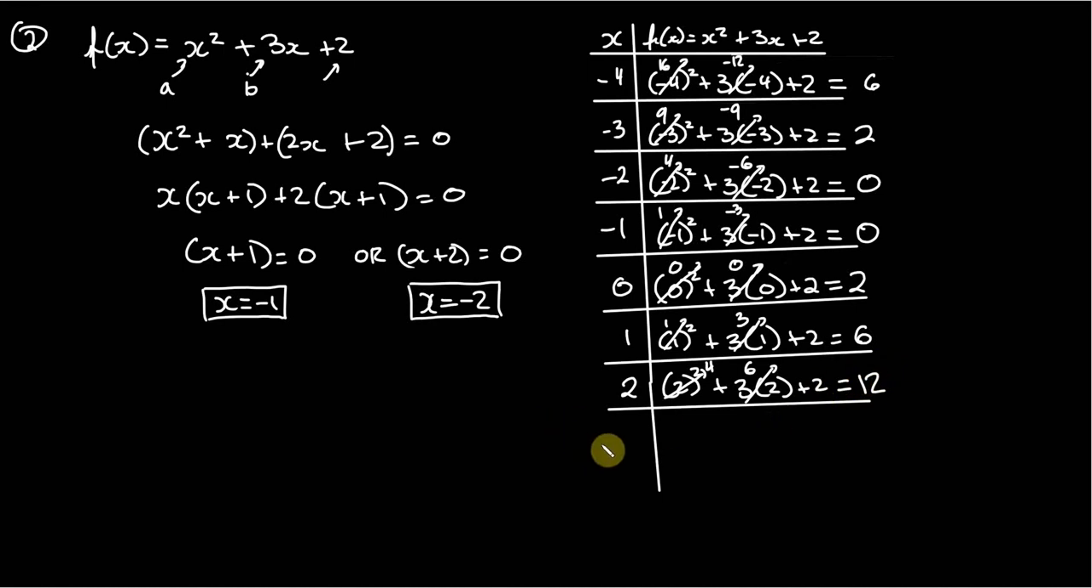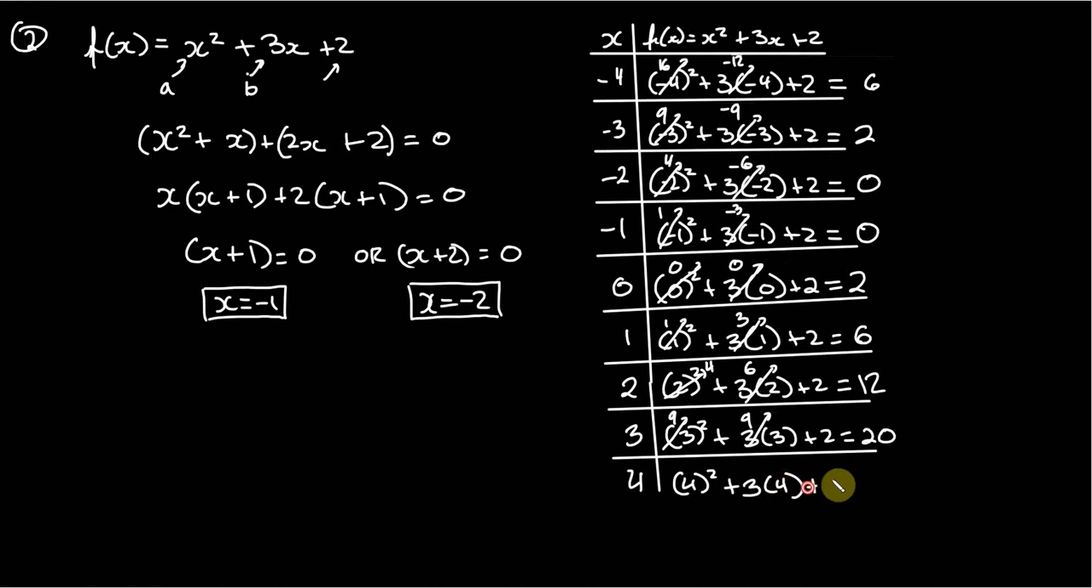Okay, now we have x equals 3, and it's almost done. It's going to be y equals 3 squared plus 3 times 3 plus 2. Well, 3 squared is 9, 3 times 3 is also 9, that's 18, plus 2 is 20. And finally x equals 4. So when x equals 4, y equals 4 squared plus 3 times 4 plus 2.